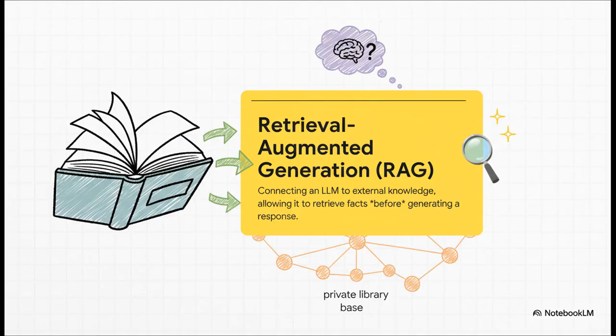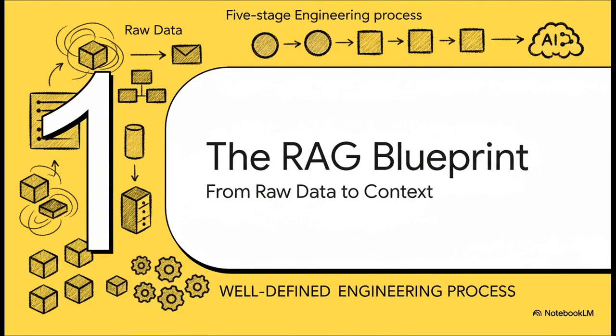And this is where the magic happens. It's a technique called Retrieval Augmented Generation, or RAG for short. It's a total game changer. You can think of it as giving the AI a new superpower, the ability to do a quick search before it speaks. So before it even tries to answer your question, it does some real-time research in a private library that you control.